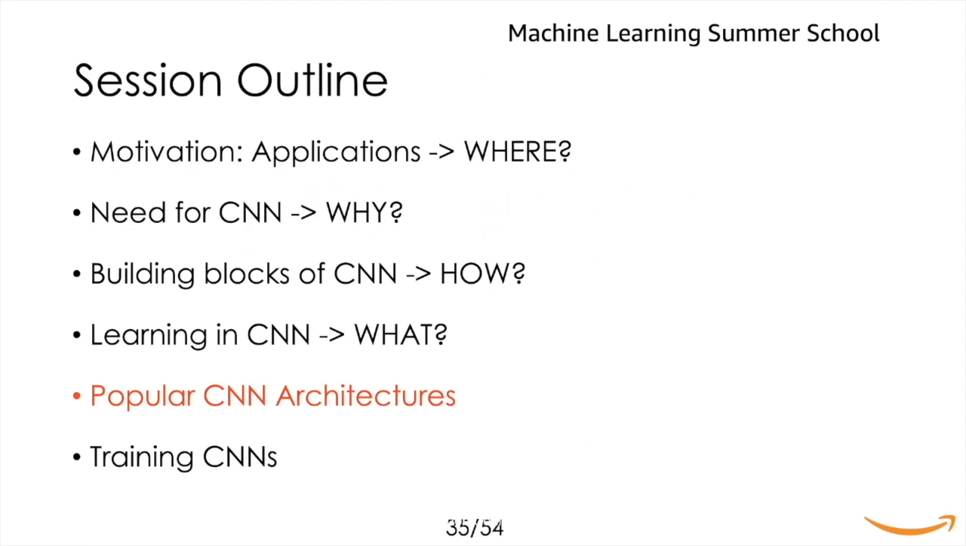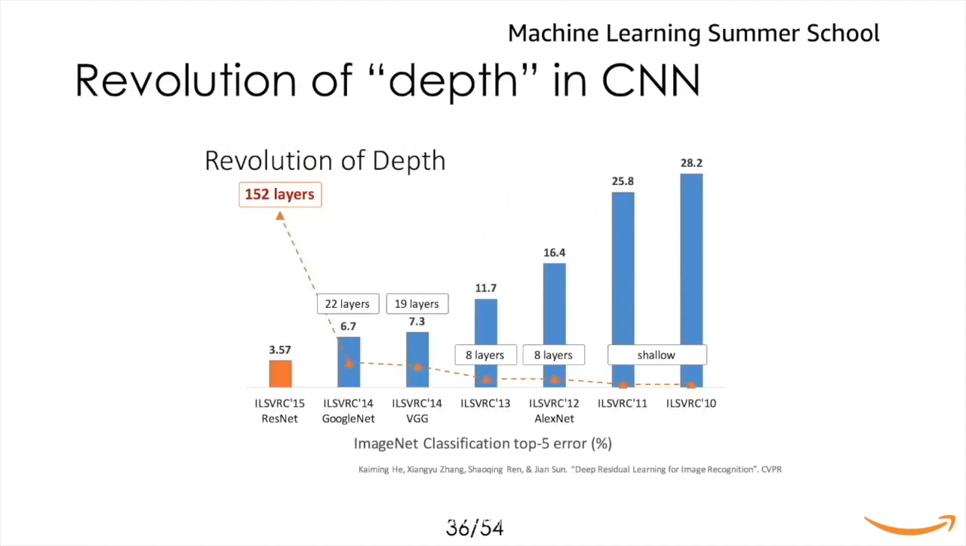Now let's look at a few popular CNN architectures. These are the results of the ILSVRC competition over the years. These are during 2010 and 2011. CNNs were not used. These are just traditional shallow networks, and this is the error rate. You can see that as time passed and deeper and deeper CNN networks were introduced, the error rates have fallen drastically.